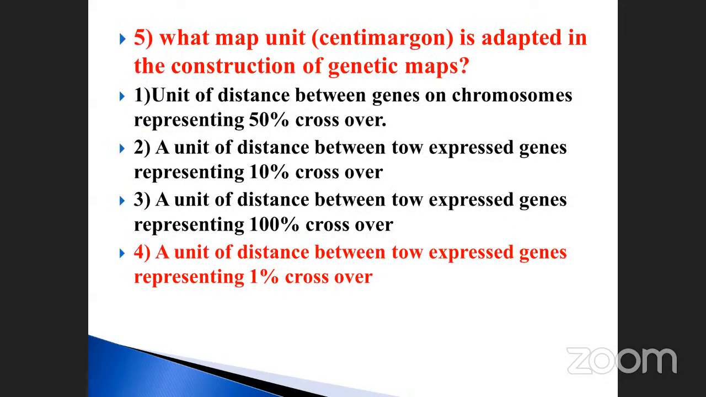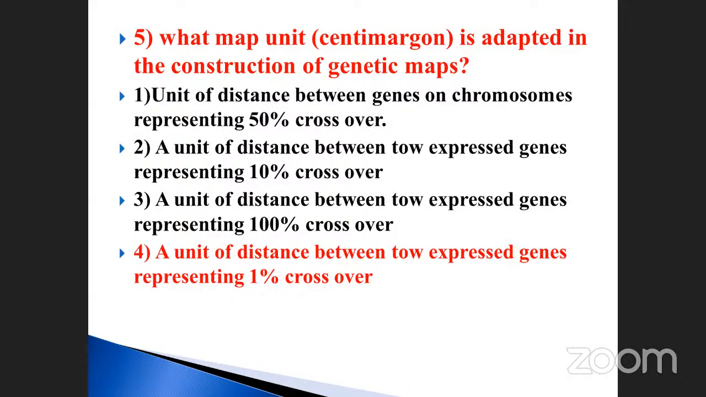And go to the next one. What map unit? Centimorgan. Centimorgan is nothing but the unit. Construction of a gene map is also measured by which one? Centimorgan, which is adopted in the construction of a genetic map. Which one is the correct one? How much percentage they asked? The unit of distance between genes on a chromosome representing 50% of crossing over.